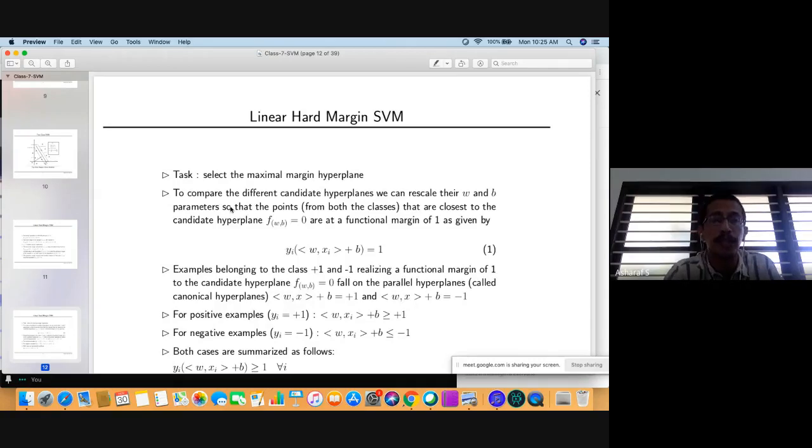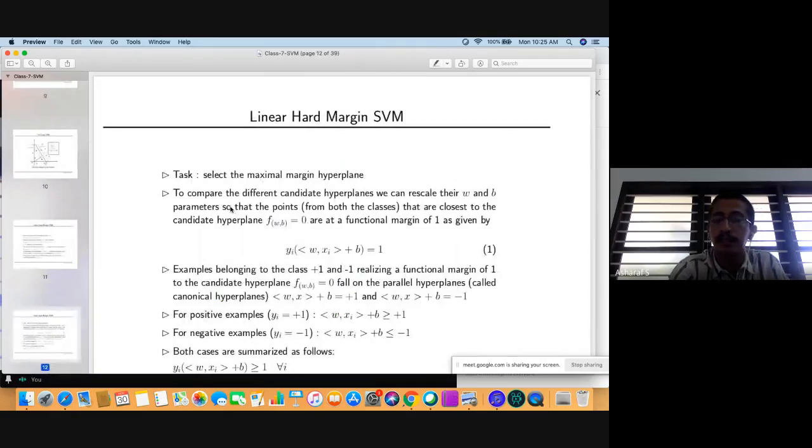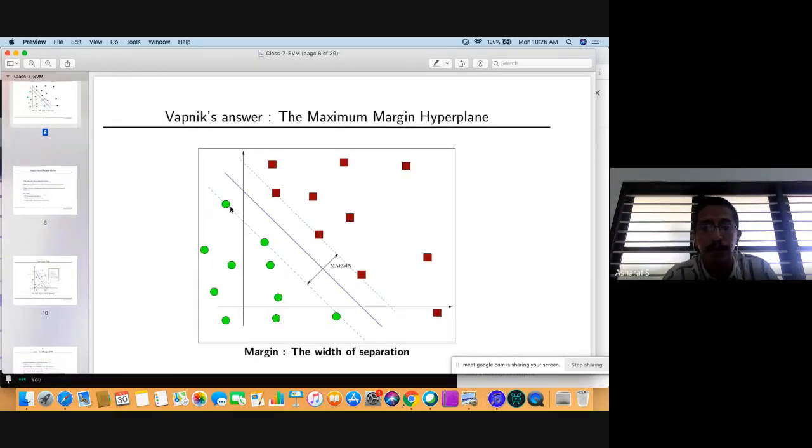For each of these candidates, you can draw the parallel hyperplanes, right? w1 transpose x plus b1 is equal to plus 1 will be the boundary for one class, and likewise w1 transpose x plus b1 is equal to minus 1 for the boundary of the other class. For the next hyperplane, w2 transpose x plus b2 is equal to plus 1 will be one boundary, and for the other class, the points belonging to the other class, w2 transpose x plus b2 is equal to minus 1. So for each of these, you draw parallel hyperplanes at plus 1 and minus 1.